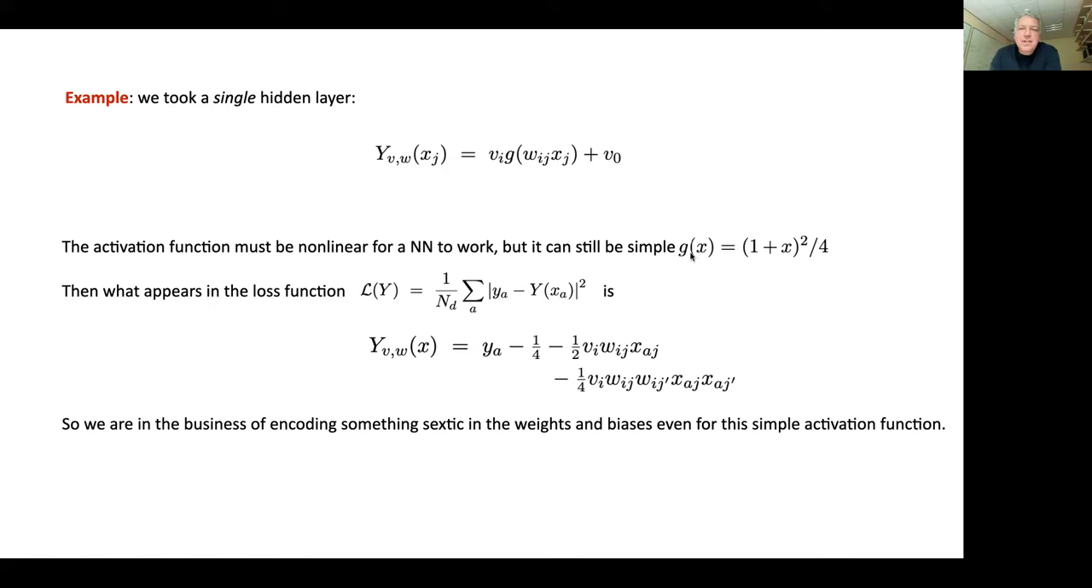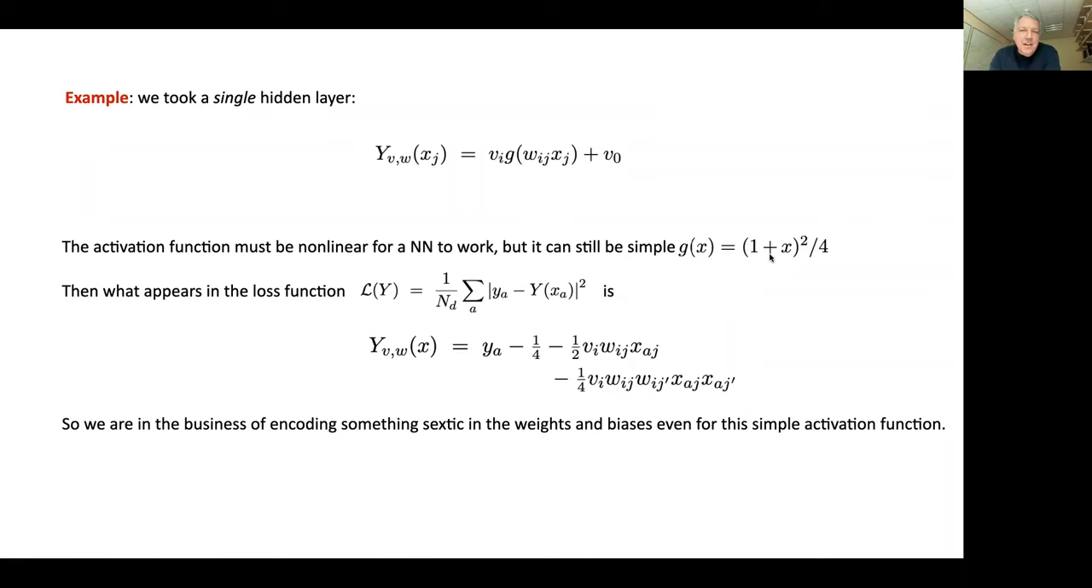So what we took for our activation function is just a quadratic. If I want to do something which is a high order polynomial, like x to the 10, I'm going to have a 10th order polynomial in sigmas. So that's going to be very hard to encode. But a quadratic works okay.